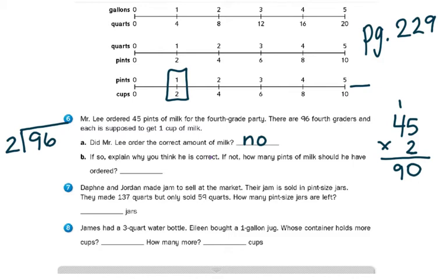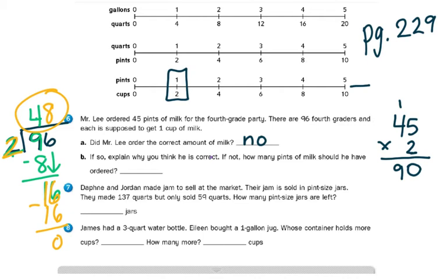2, how many 2s are there in 9? There are 4. I'm going to multiply. 4 times 2 is 8. Subtract. I'm going to check. That 1 is smaller than my divisor 2. So I'm going to bring down my 6. Now I'm going to ask myself, how many 2s are there in 16? There are 8. Now I multiply. 8 times 2 is 16. Subtract. Mr. Lee needs to order 48 pints, which will give him 96 cups.